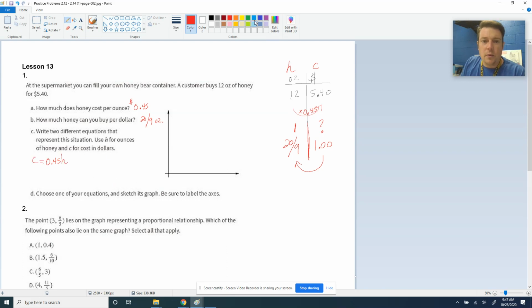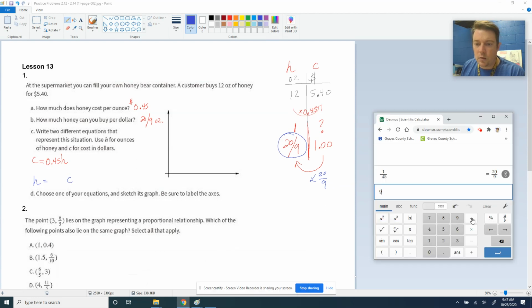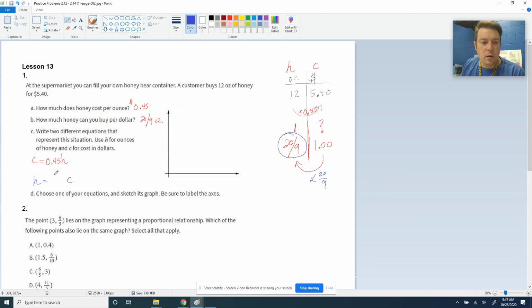Now, to write my other equation, I'm just going to swap my letters, H and C, and I'm going to use the reciprocal, which I actually found right here when I found out how much it costs for $1. My reciprocal of 45 cents is 20 ninths. Here, I'll show you. If you go here and do 9 over 20, 9/20ths is the same as 45 cents. So 20 ninths, which is what I'm going to use for my reciprocal right here, will be my constant whenever I reverse it.